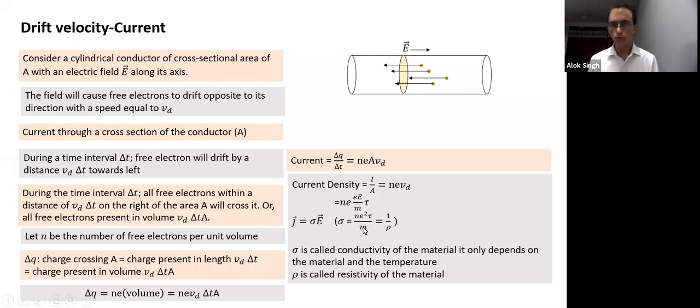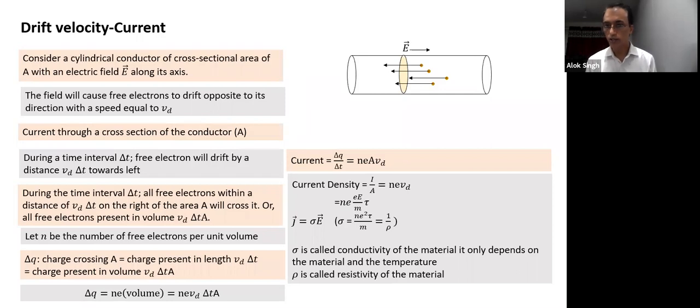Inverse of sigma is called resistivity. So conductivity, resistivity: resistivity is the inverse of the conductivity. The term sigma is called conductivity. It only depends on the material and temperature. We have already seen the tau value depends on temperature. If temperature goes up, electrons will start moving faster, and the mean time for collision decreases.